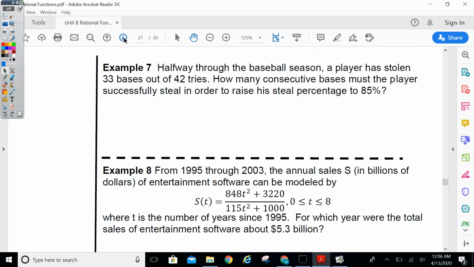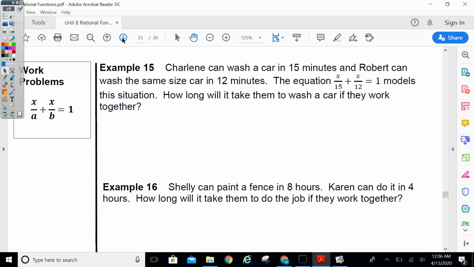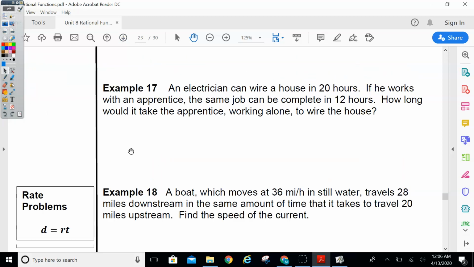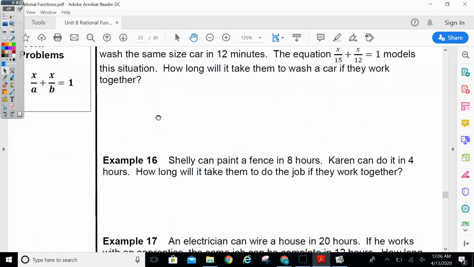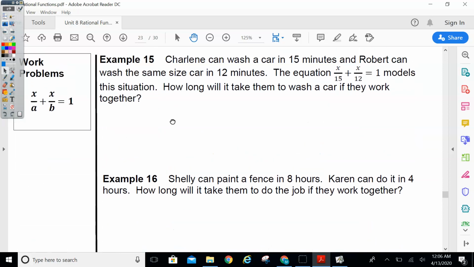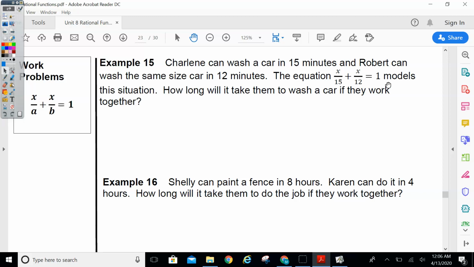But the one that we need are the work problems. There's also rate problems, but we're not going to do rate problems right now. So the work problems are the only ones that we're going to be doing. Okay, so these are usually set up where somebody can do a job in so much time, and somebody else takes this much time. How long does it take them to work together? Or, if they work together, how long does it take them to do one job by itself? This is how it's normally set up.